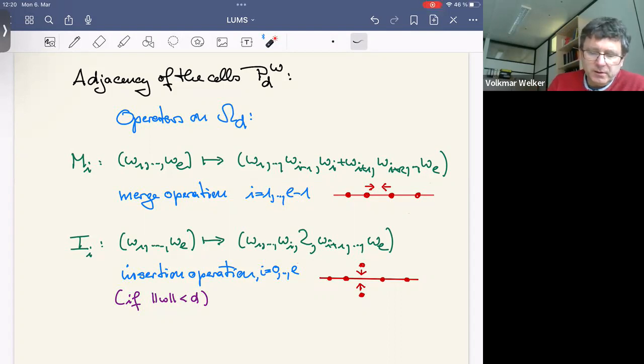Namely, you take a root multiplicity, and to this root multiplicity belongs a cell. It's an open cell. And you want to know which polynomials lie in the boundary of this open cell. And there are two operations that can lead to boundary polynomials. The first one is you take these entries of this root multiplicity and you add two consecutive terms.